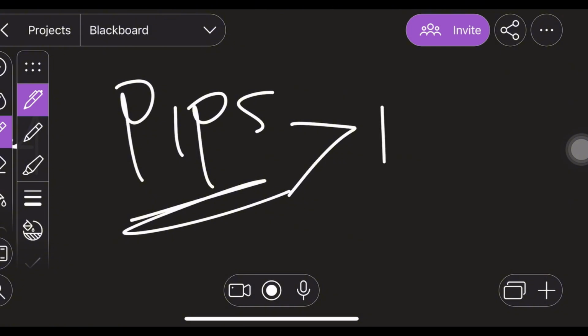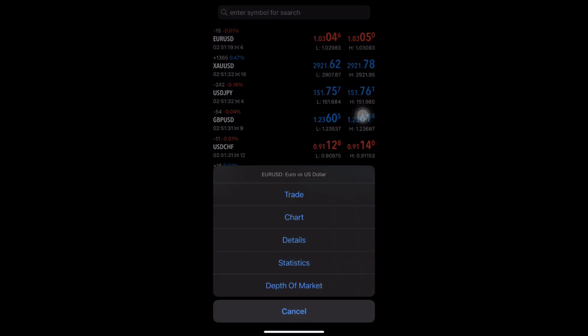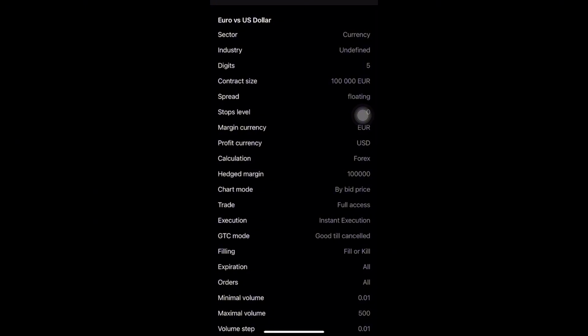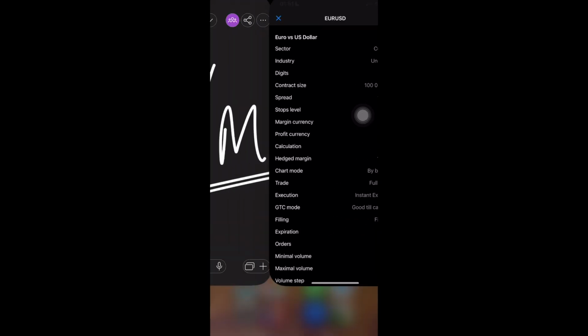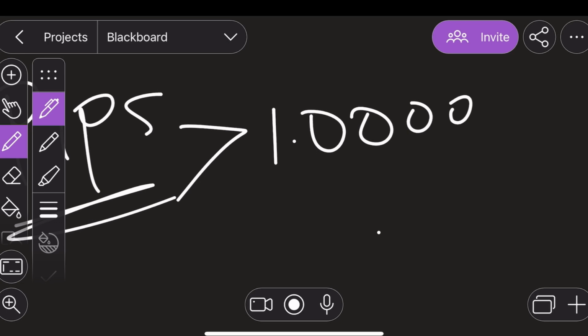So let's say we have a currency pair 1.0. Let's check an example from our MetaTrader. If I click on Euro USD, for example, and then click on details, you see the measurement is in 5 digits. But take note, pips is in 4 digits. Now, once the digits are 5, that means there is more than a pip in that particular measurement. So 1, 2, 3, 4, 5.